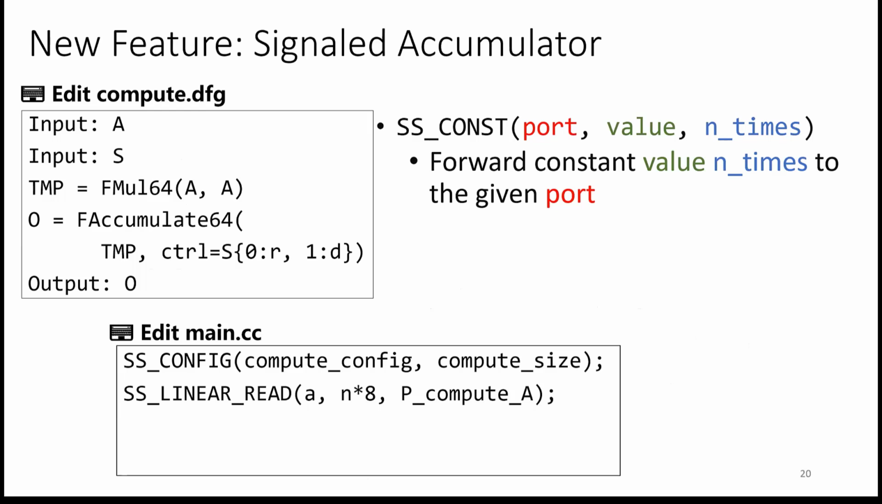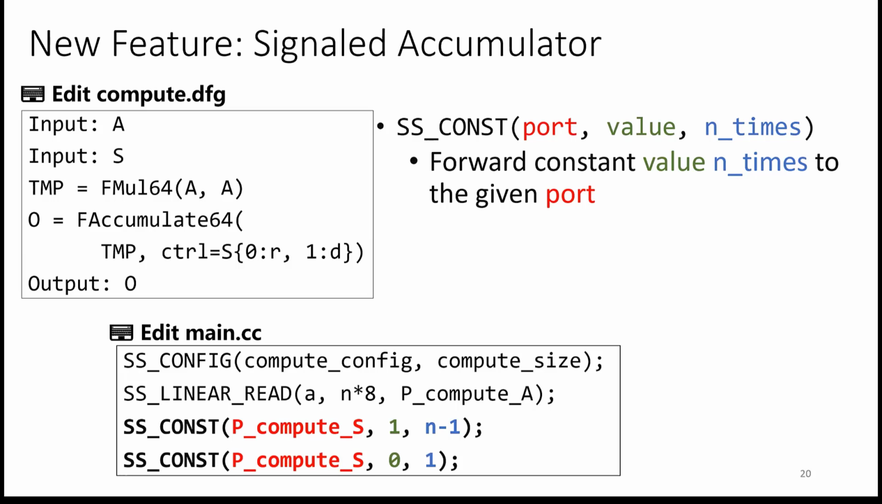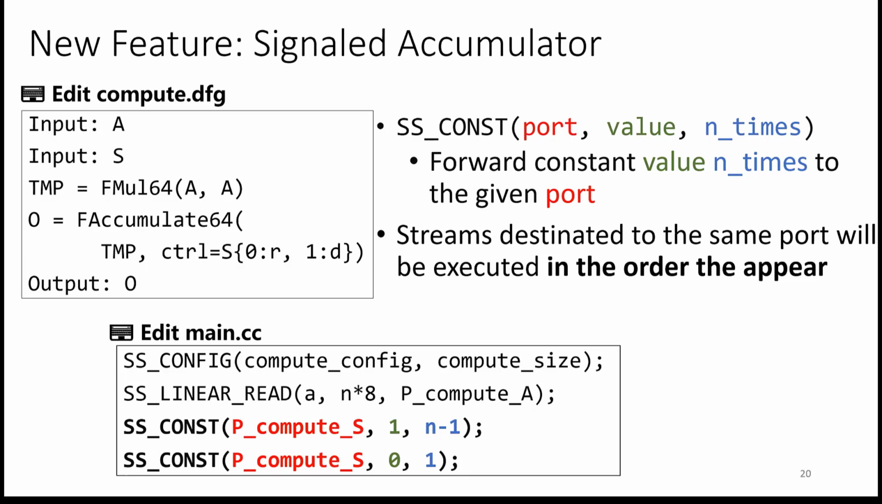We want to effectively generate the control signal, and here we introduce an SS constant intrinsic for this. The SS constant intrinsic generates n values, n same values, to the given port. And here is a perfect example of the order of the streams, since both the ones and the zeros are forwarded to the same port S. The second stream will not be issued, will not be executed, until the first stream retires.